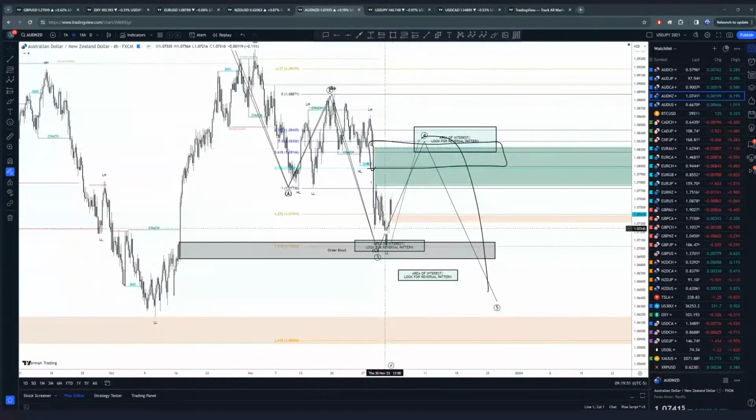So as of right now, I'm going to be trying to find my best entry on a retracement for a continuation towards the upside on NZD.